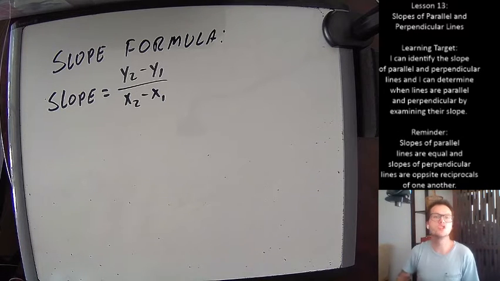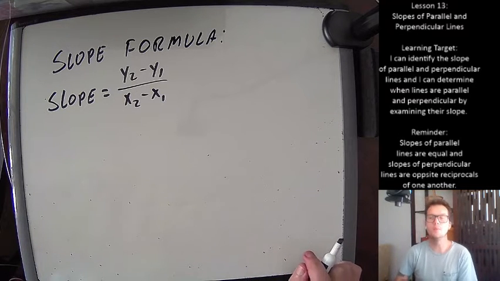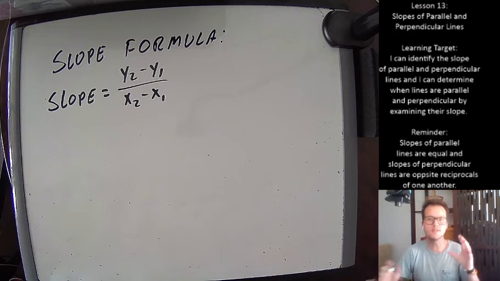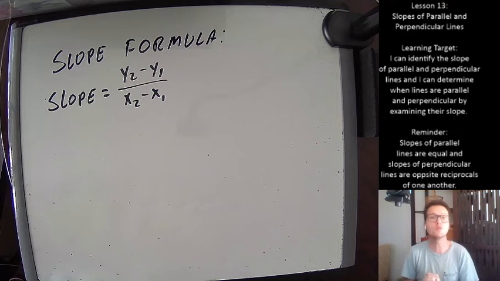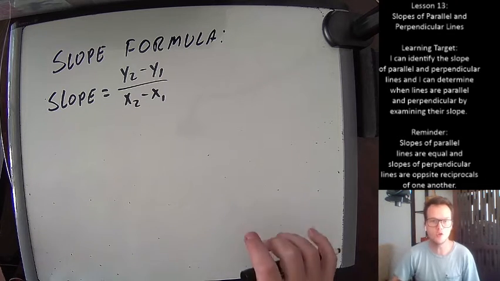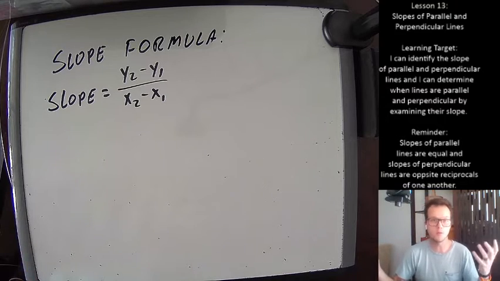Okay, friendly reminder, this should be review from Algebra 1, but you are going to have to look at different points, either on the graph or ordered pairs that are given to you, and find the slope in between them to determine if they're parallel or perpendicular. This is not new, but if you don't remember it, make sure it's in your notes. I want you to have it.